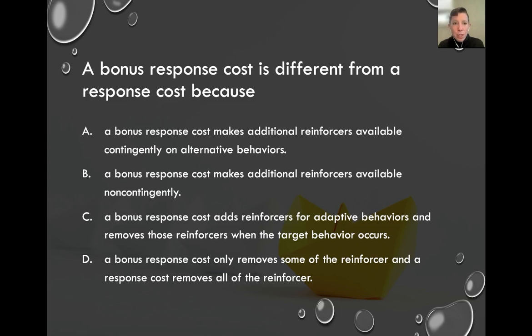B is the correct answer. A bonus response cost makes additional reinforcers available non contingently. So I'll give you a visual of what this looks like.